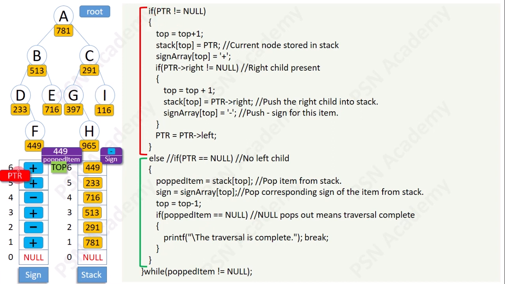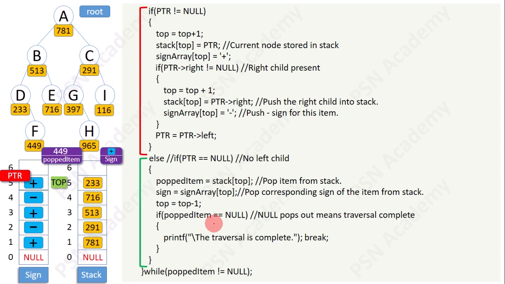This time, since PTR is null, then this green else block will work. There it is asked to pop item from stack top and store inside the popped item. So stack top is 449. So 449 will be stored here. Next, you pop the sign of this array at 6, that is plus, will be popped and stored in the sign variable, and top goes down to 5.